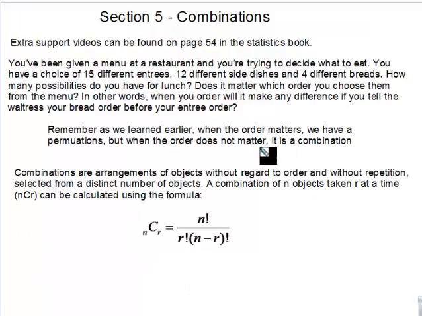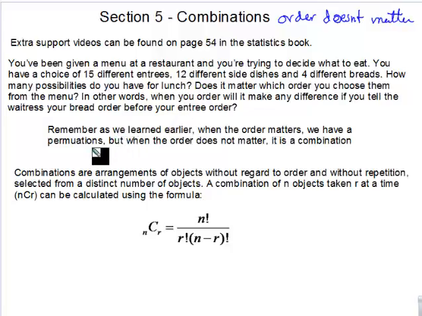Okay, so a combination, remember the difference between a combination and a permutation is that the order doesn't matter here. If I have a menu and I'm trying to decide what to eat, there's 15 different entrees, 12 different sides, and 4 different breads. It doesn't matter which one I pick in what order. I can decide on the bread first and then the side dish and the entree, or the side dish and then the bread and then the entree. It doesn't matter what order I pick them. What matters is that I pick them. So the order won't matter.